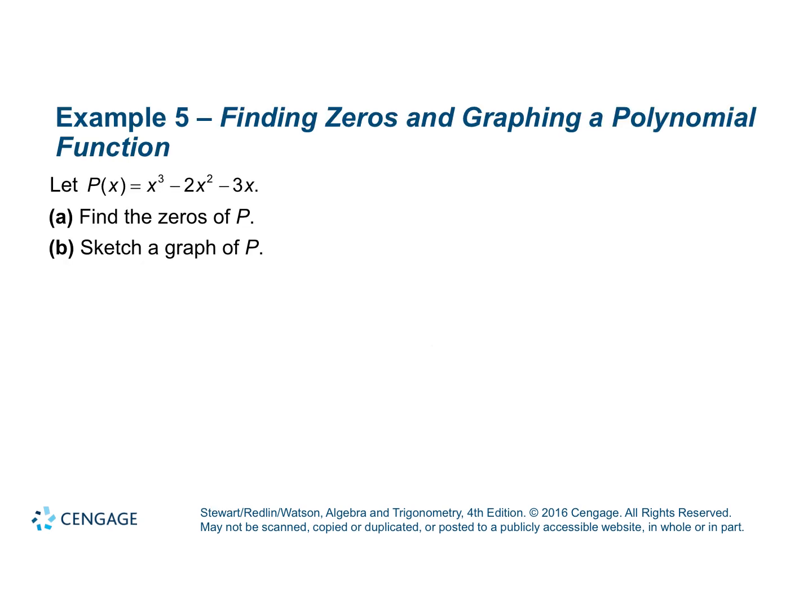So they want us to find the zeros and graph the polynomial function. So let's find the zeros. We have a. So the zeros, we're fine solving a typical equation. The first thing I'm going to do is take out the greatest common factor. So it's going to be x times x squared minus 2x minus 3.